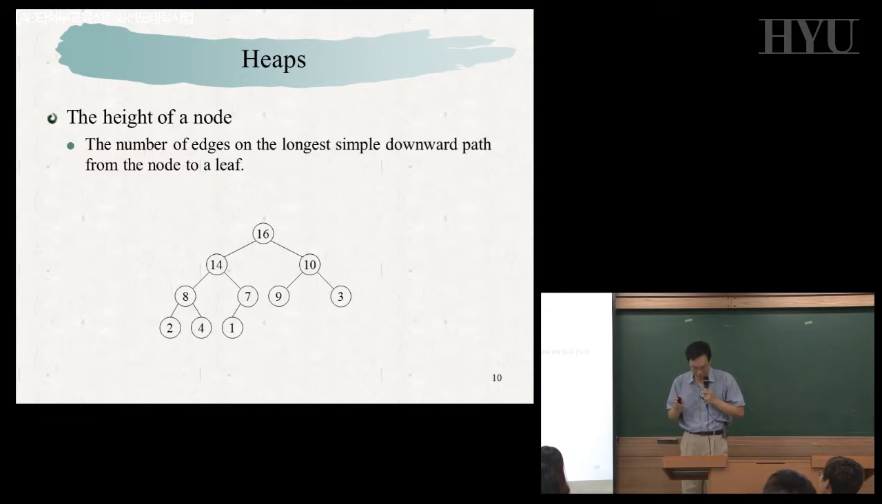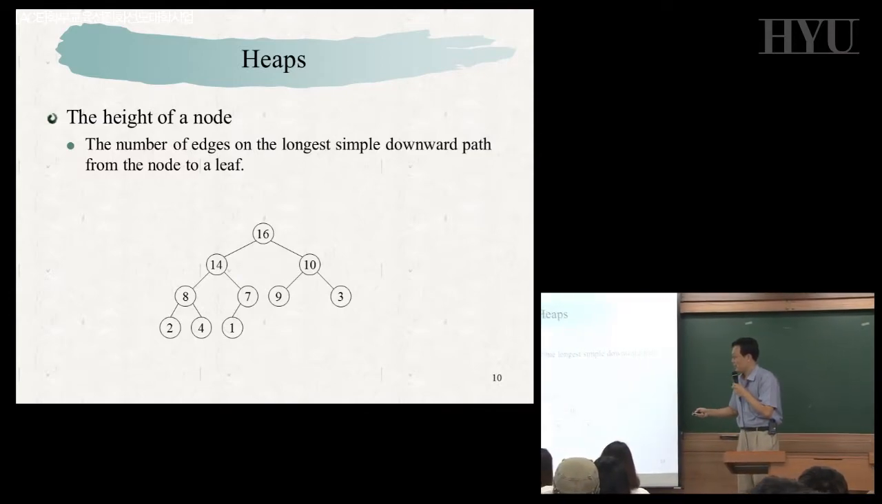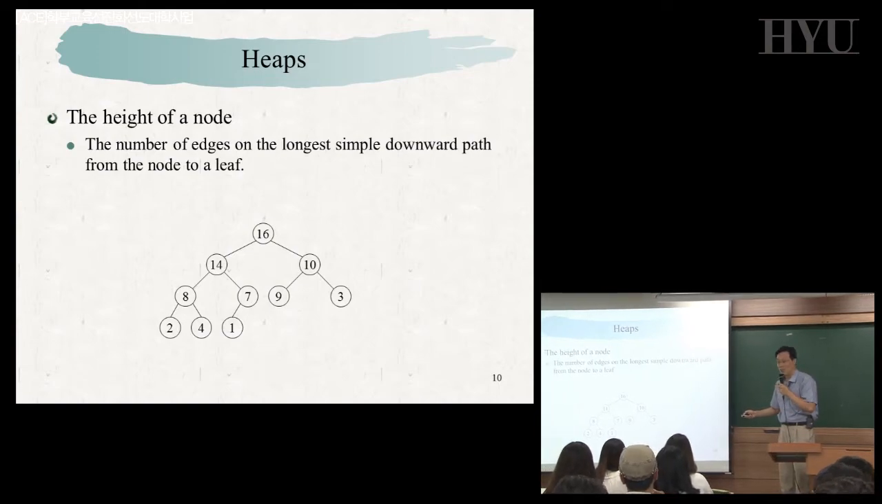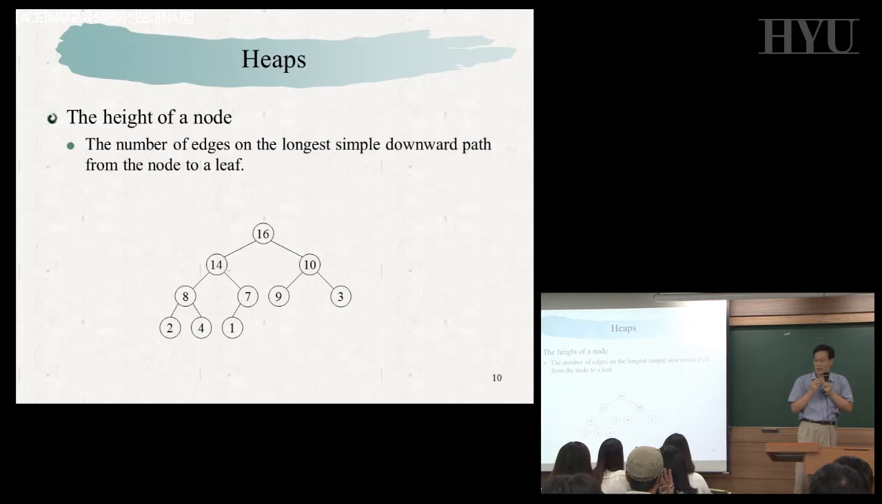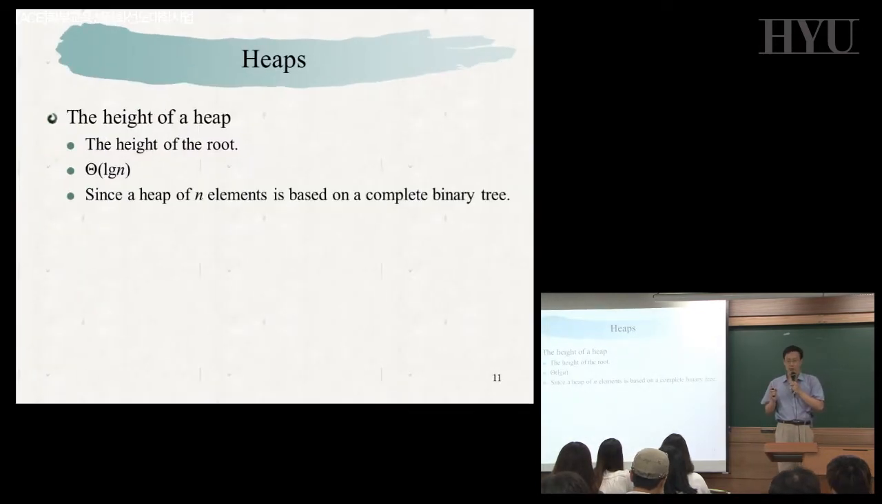Okay, 박근배, how many paths? 5 paths, right? 1, 2, 3, 4, 5. And among them, 3 of them are longest, these 3. And there are 3 edges, so the height of this node is 3. Okay? So the height of a node is defined like this.